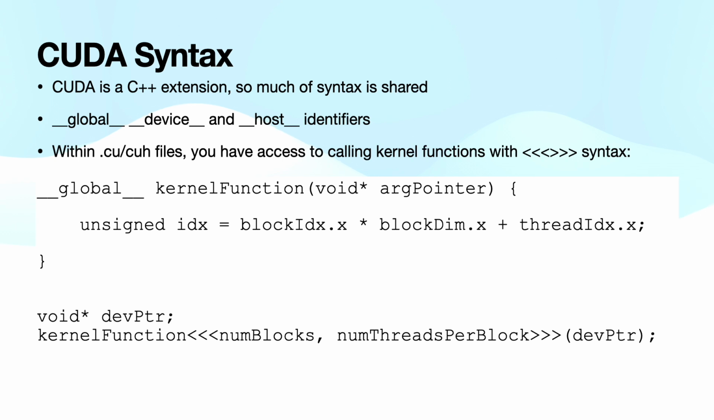You also have access to this 3 bracket notation within CUDA files, which is how we tell CUDA to launch our kernel. In this code example, we have on top a kernel function getting defined that takes in a pointer to some memory on the GPU, but it doesn't do anything with it for this example.